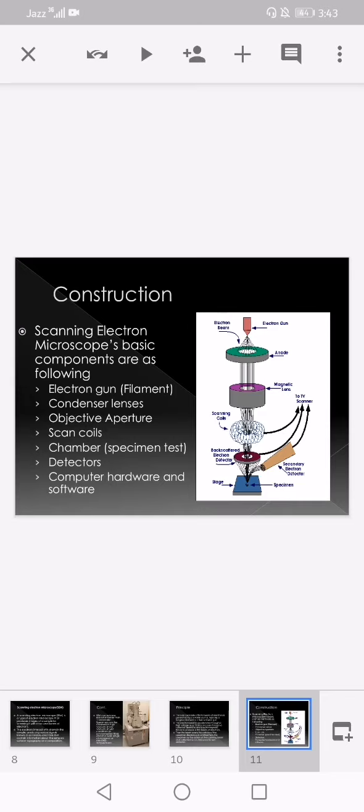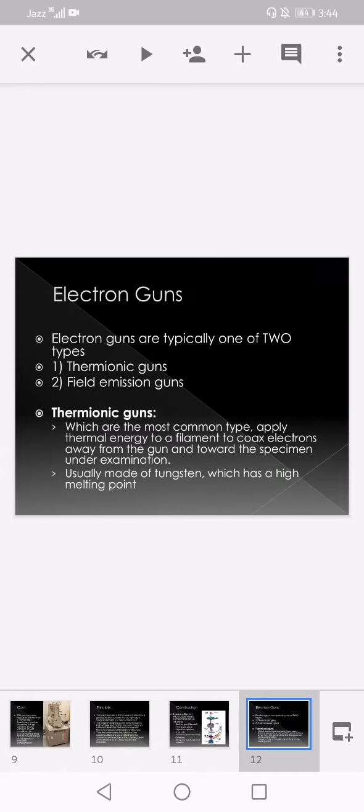Moving towards its construction, the scanning electron microscope's basic components are the electron gun, also called the filament, condenser lenses, objective aperture, scan coils, chamber, detectors, and computer hardware and software. Electron guns. Electron guns are typically one of two types: first, thermionic guns, and second, field emission guns. First of all, thermionic guns.